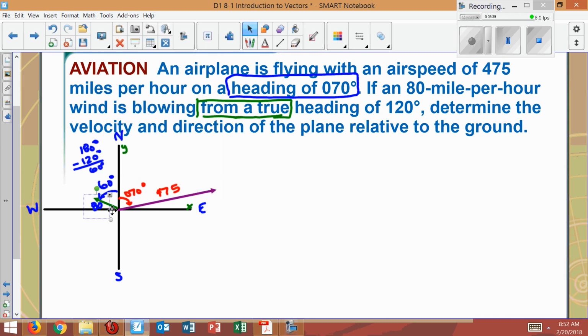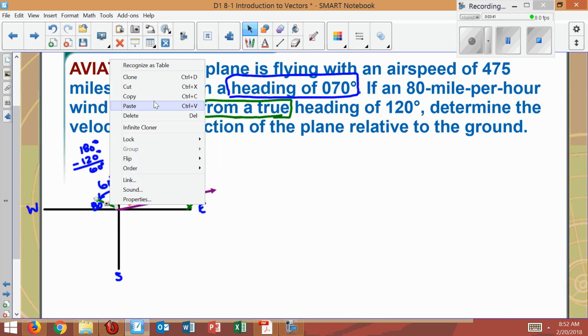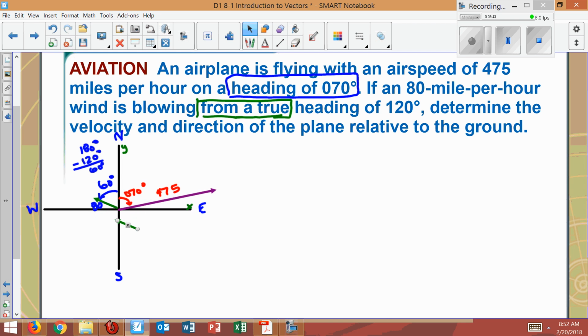So how would we do this? We would add tip to tail. So I'm going to take this line, clone it, and add this tip to tail, because that's the way you always do it, tip to tail. And now I have a new vector, starting from the beginning, where I started off from, to where I would end. So we now have this representation. I'll move the 475 to this side. I have an 80 here, and we now have our vectors.